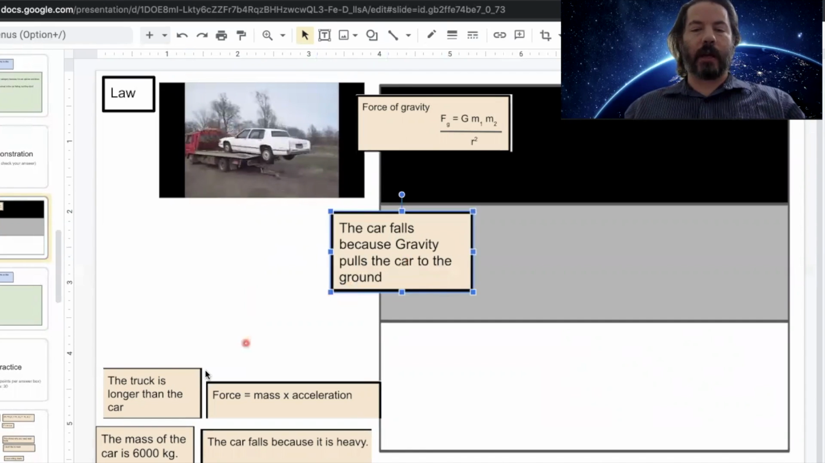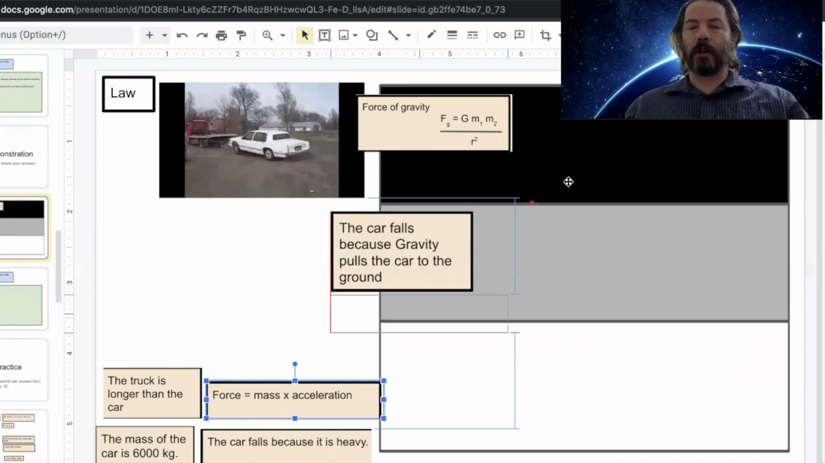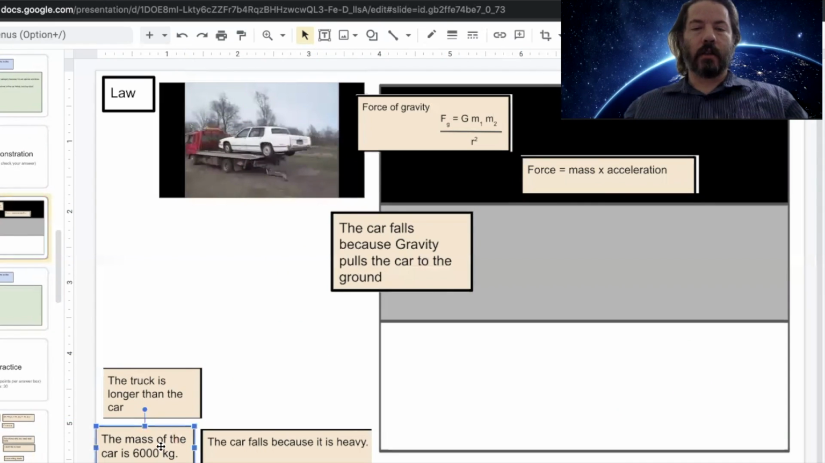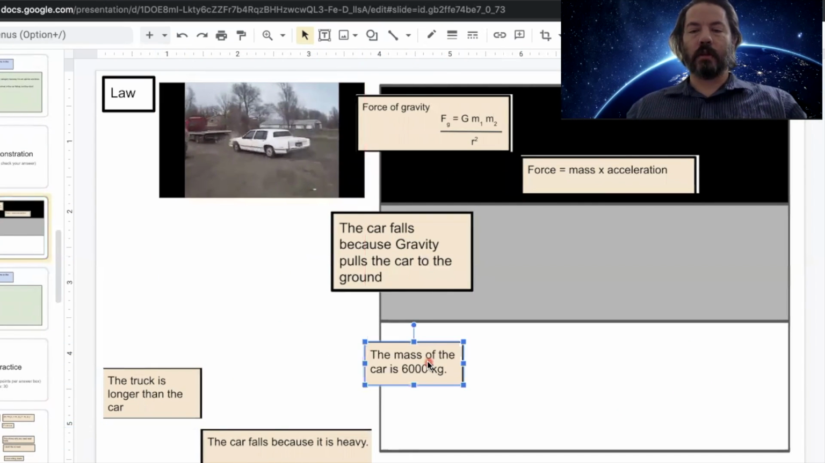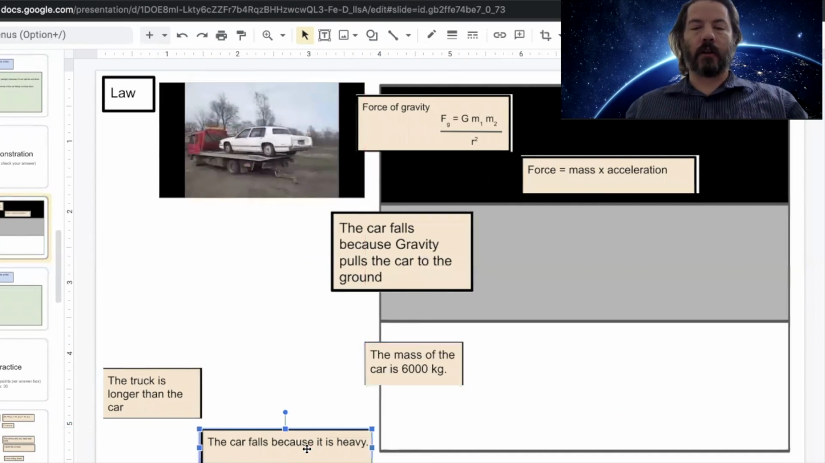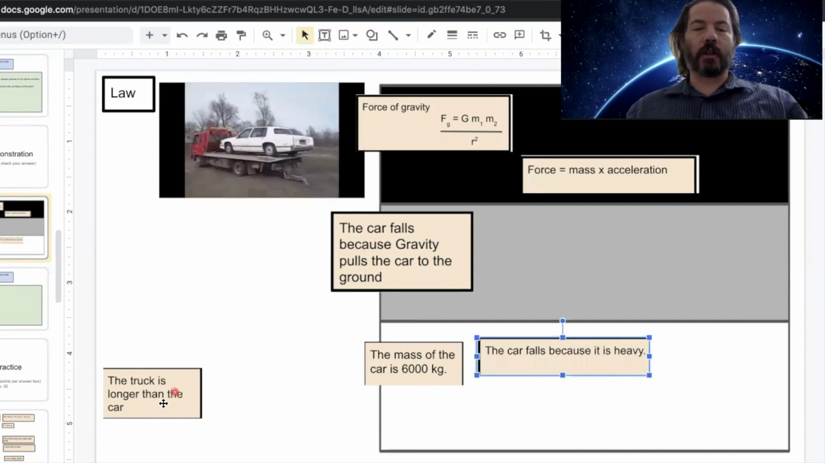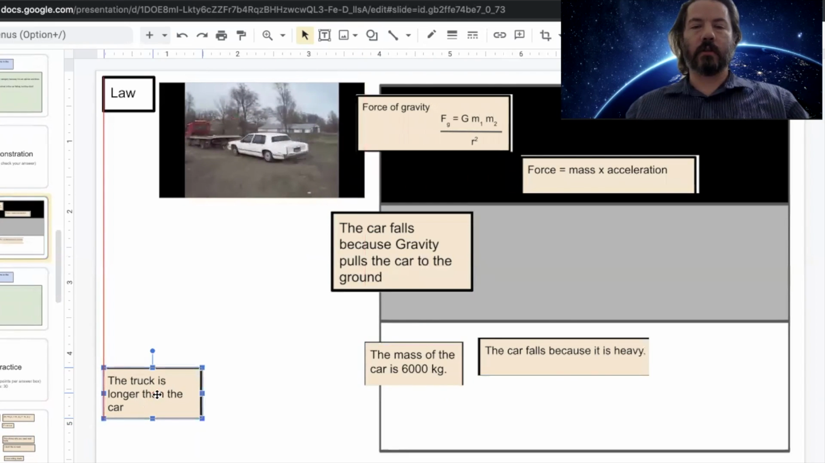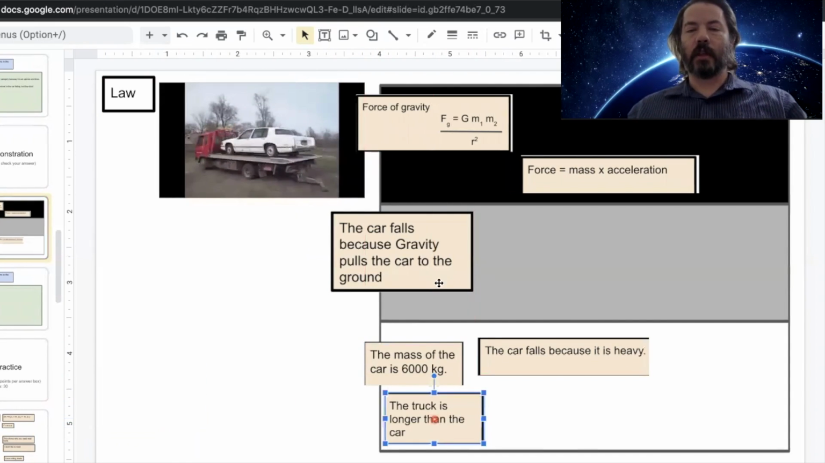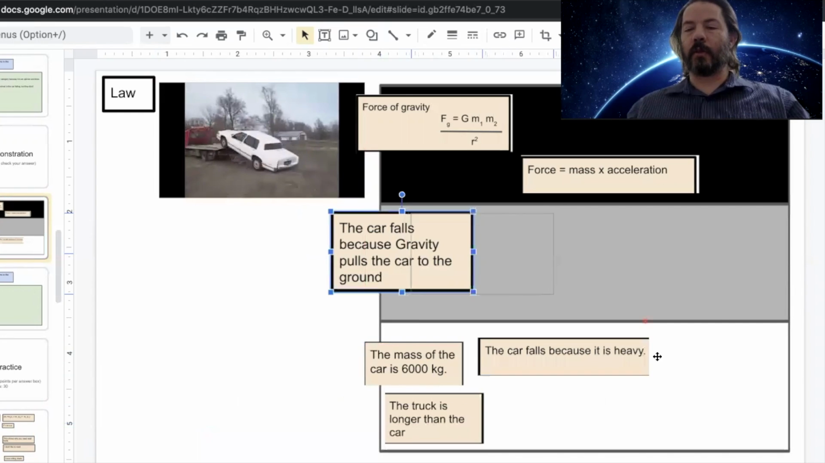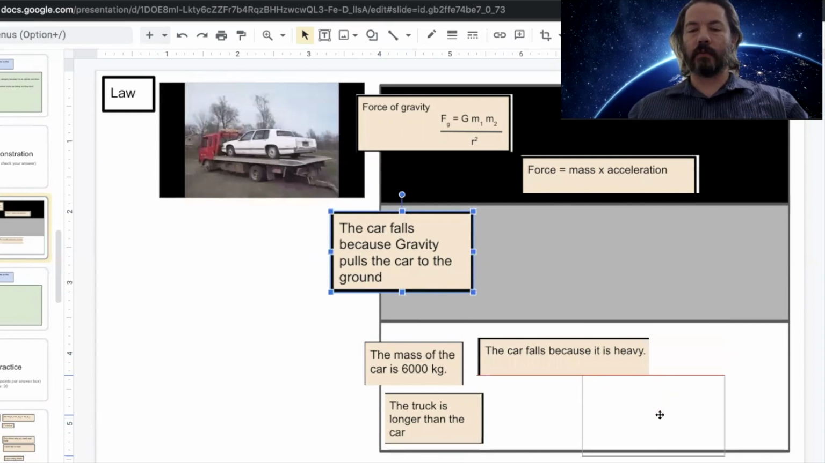And it's not mathematical. There's an equation, there's a law, there's a number. Yeah, no, that's not a law. The car falls because it is heavy. So that's an explanation. The truck is longer than the car. That's just an observation. And we could actually argue and put this one down here as well, okay?